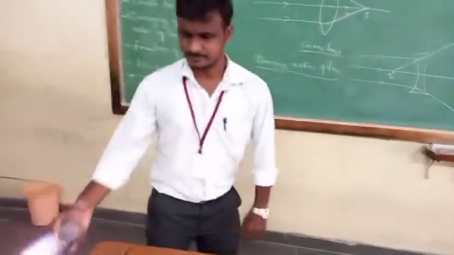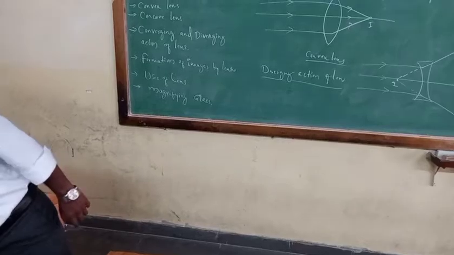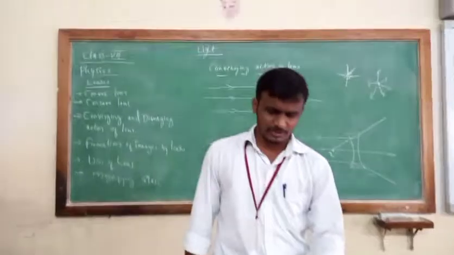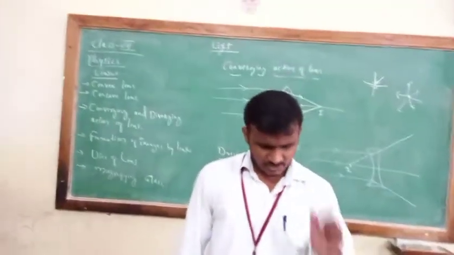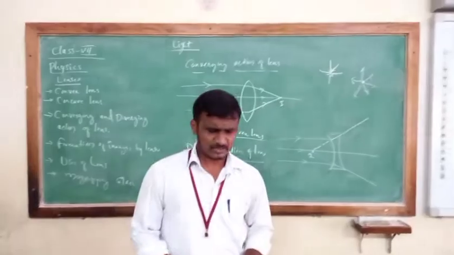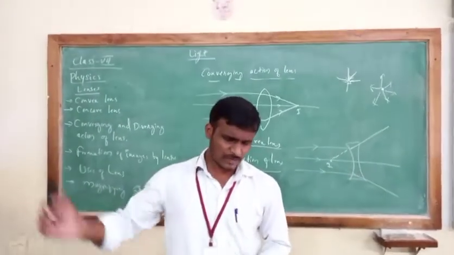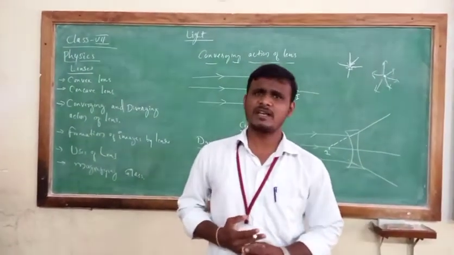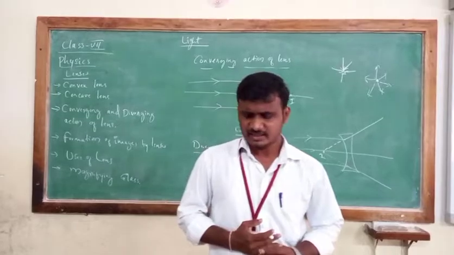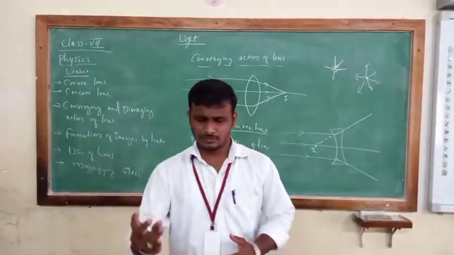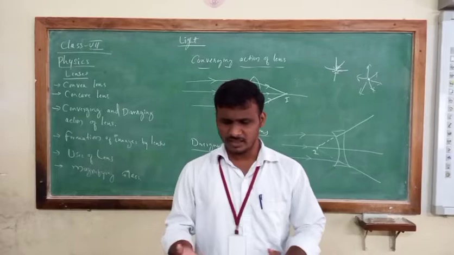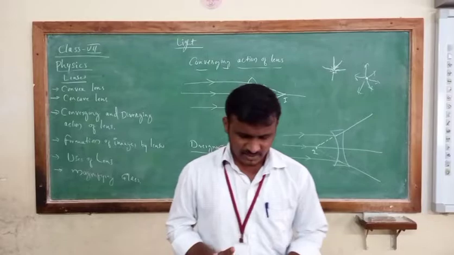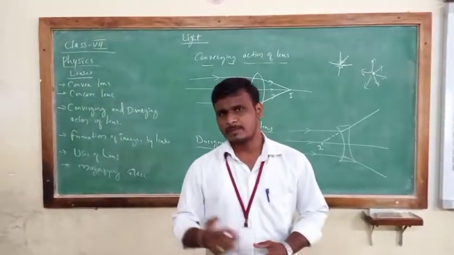So next thing, uses of lenses. Where are we going to use these lenses? Here we have studied two types of lenses, convex and concave lenses. First, convex lenses. Convex lens is used as a magnifying glass, right? When we are unable to read small letters, at that time we use this magnifying glass, and it is also used in a simple microscope.